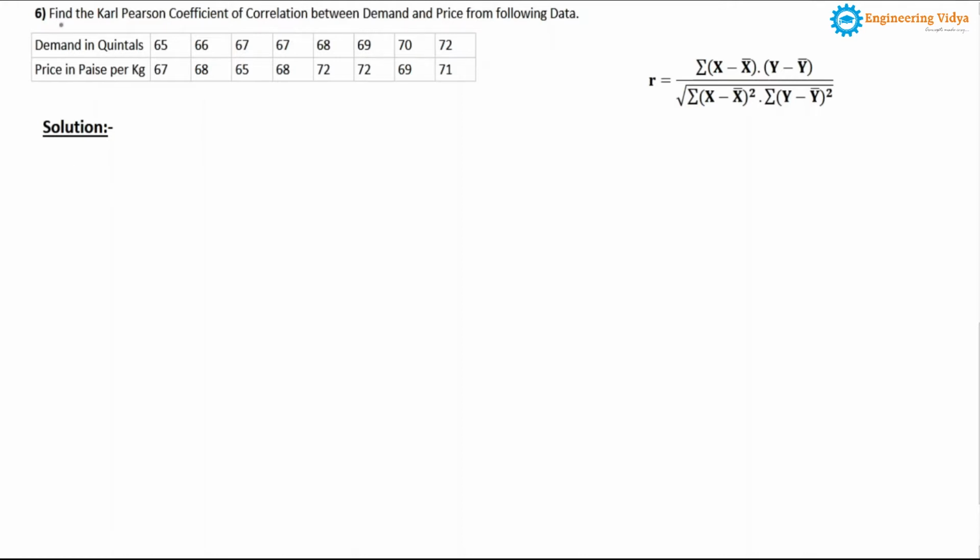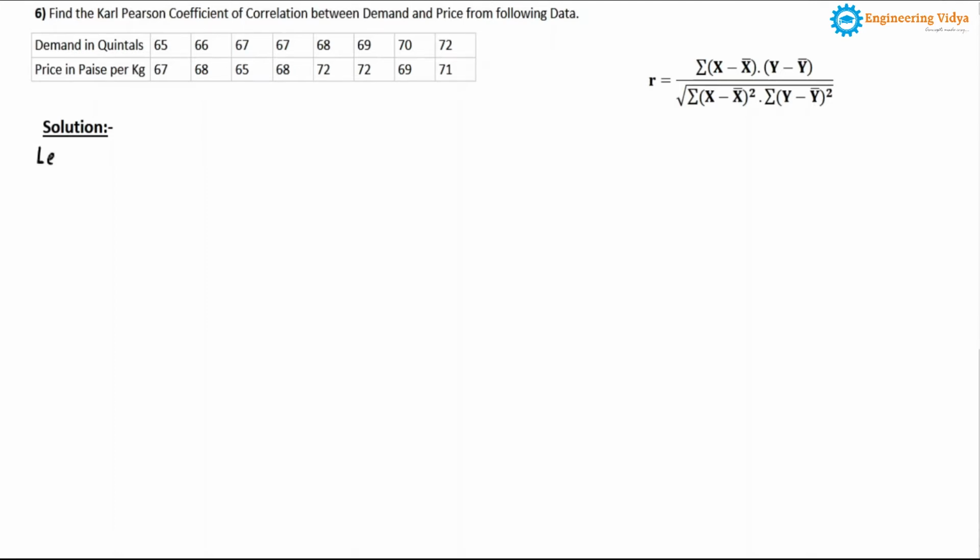In problem number 6, we need to find the Karl Pearson coefficient of correlation between demand and price. We have two variables: the first variable is demand, the second is price. Demand is given in quintal and price is given per kg, right? Before solving the problem, whatever variables are given, we'll consider them as variable x and variable y.